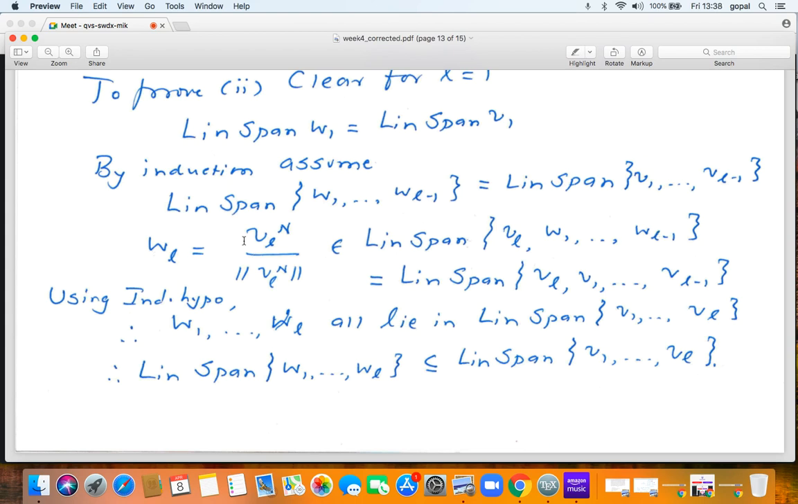That means, and W_L is obtained by dividing by the length, so W_L is in the linear span of V_L and then W_1, W_2, ..., W_{L-1}. In other words, W_L can be obtained as a linear combination of these vectors. But W_1, W_2, ..., W_{L-1} themselves can be obtained as a linear combination of V_1, V_2, ..., V_{L-1}. Therefore, W_L can be obtained as a linear combination of V_1, V_2, ..., V_{L-1} and V_L. We have used the induction hypothesis to go from this step to this step, by the way. By the induction hypothesis, W_1, W_2, ..., W_{L-1} are in the linear span of these, and now we have shown that W_L is also in the linear span of these. So all the W's are in the linear span of the V's. So the linear span of the W's is sitting inside the linear span of the V's.